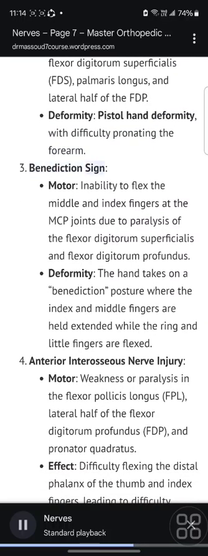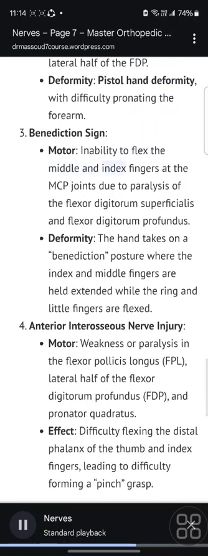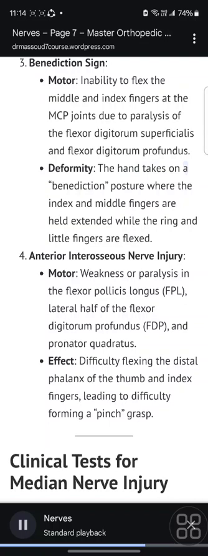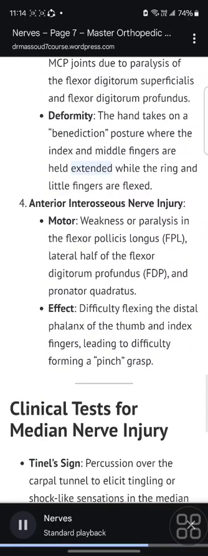3. Benediction sign. Motor: inability to flex the middle and index fingers at the MCP joints due to paralysis of the flexor digitorum superficialis and flexor digitorum profundus. Deformity: the hand takes on a benediction posture where the index and middle fingers are held extended while the ring and little fingers are flexed.